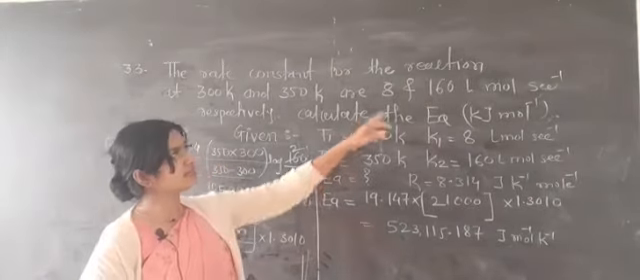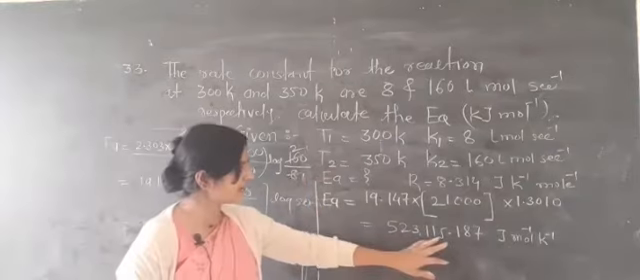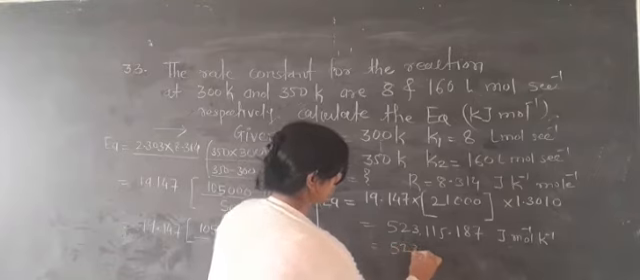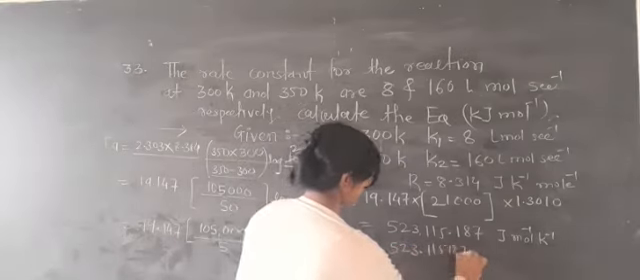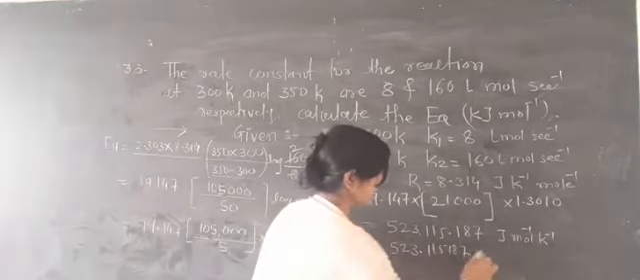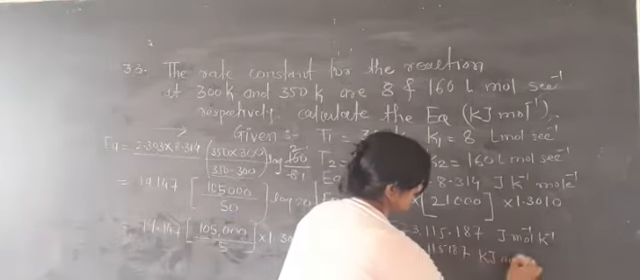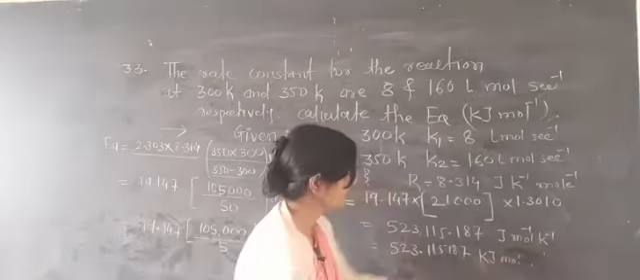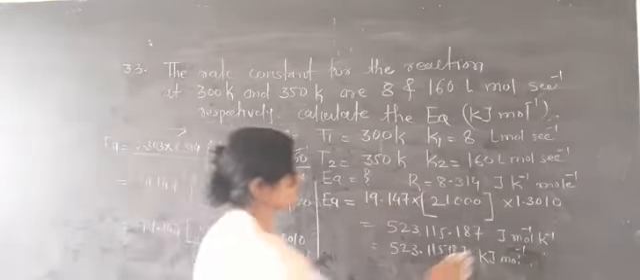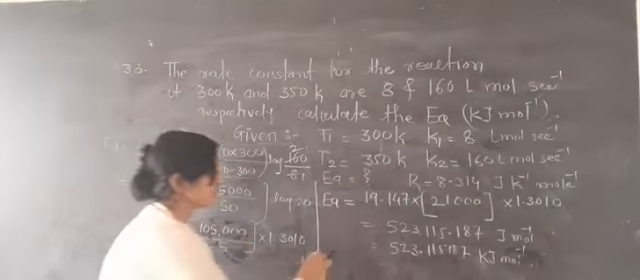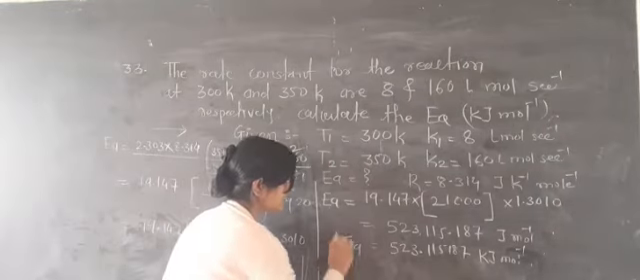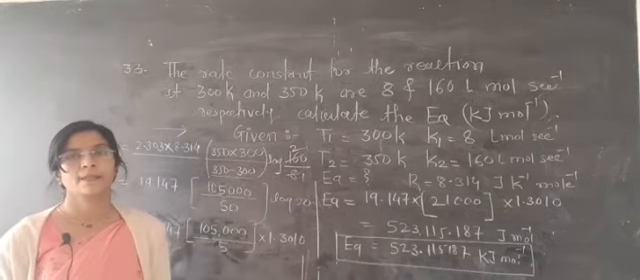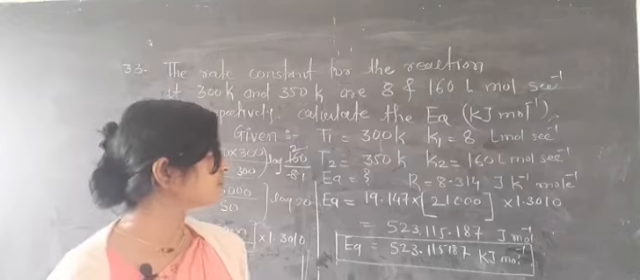But we want to find the answer in kilojoule per mole. Therefore, I divide this term by 1000 and I get 23.115187 kilojoule per mole. Okay, so friends, this is the answer for the activation energy which we have found here. Then we will try to solve the next numerical.